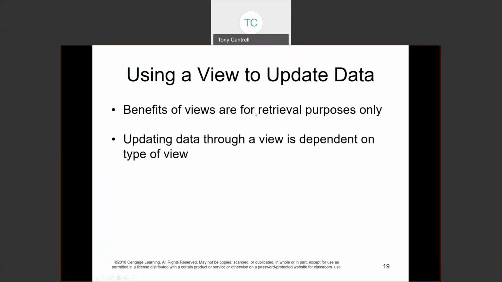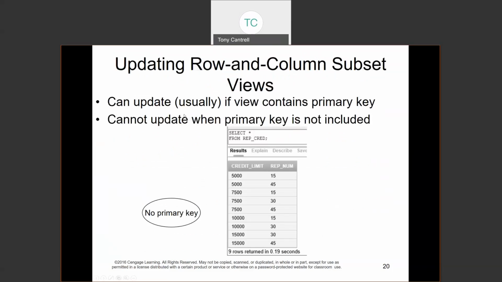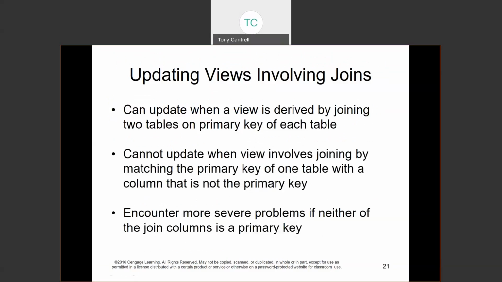Benefits of views are for retrieval purposes only. Updating data through a view is dependent on the type of view. You can update it if it contains a primary key. You can update when a view is derived by joining two tables on the primary key of each table. So if you join two tables, it has to be by the primary key.